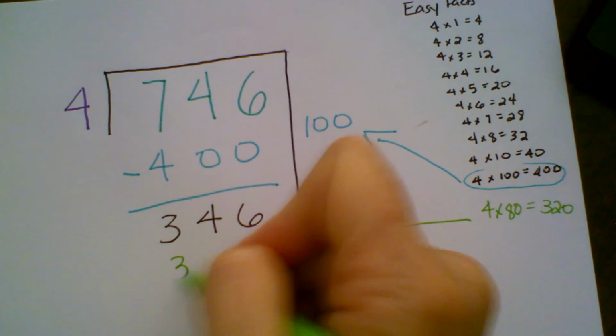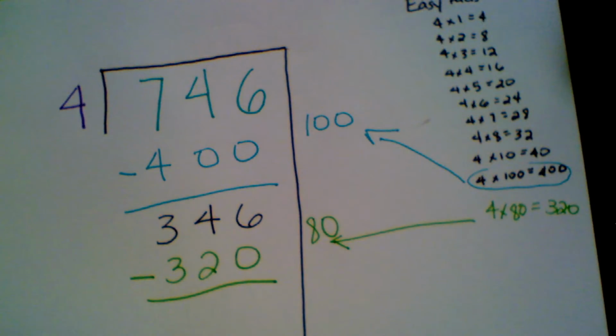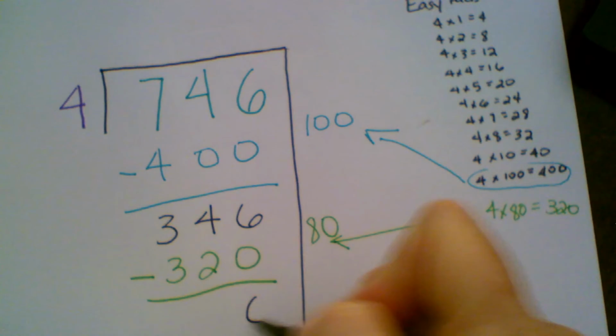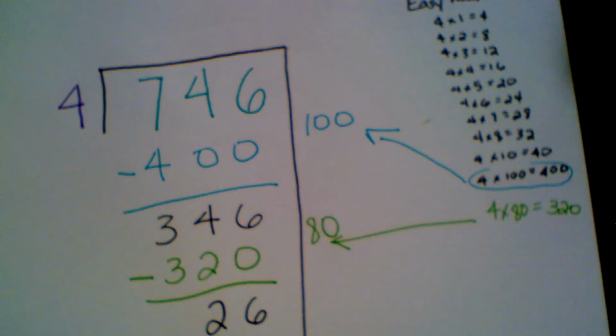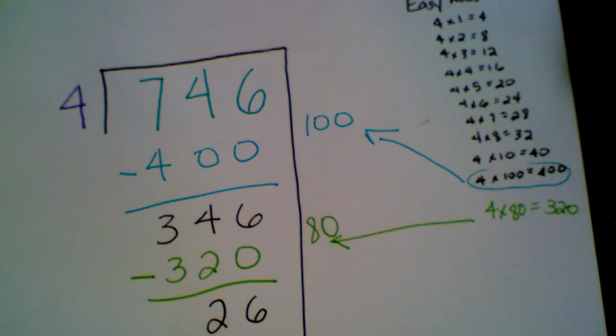And so 320 is what I get when I multiply 80 times 4. I'm going to do my subtraction. I'm going to get 26. So now I'm not done yet.